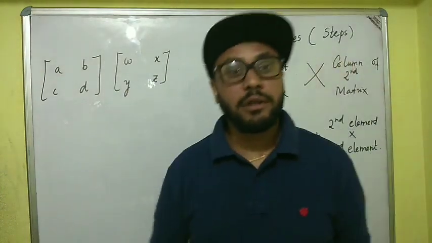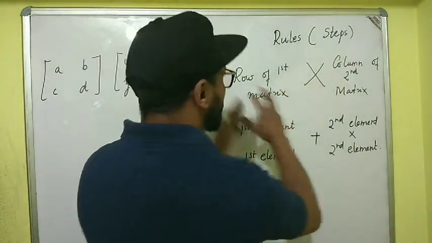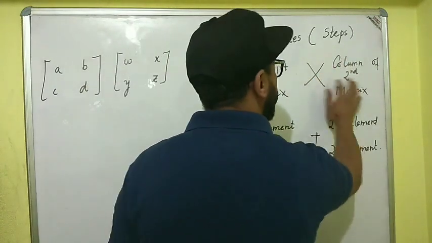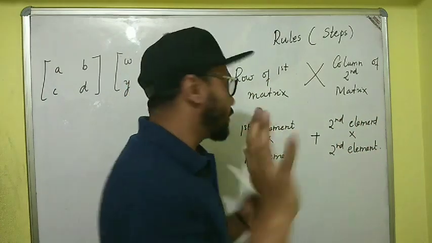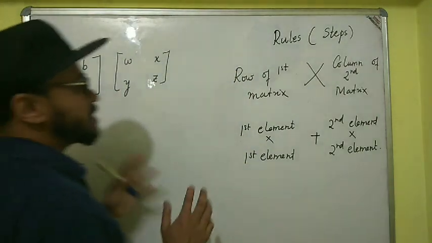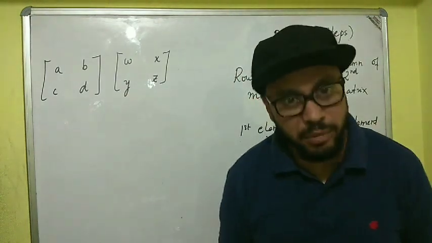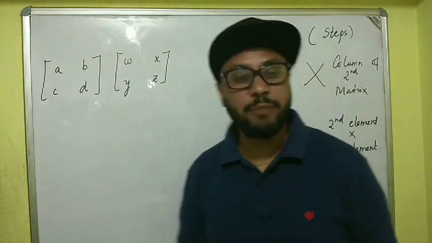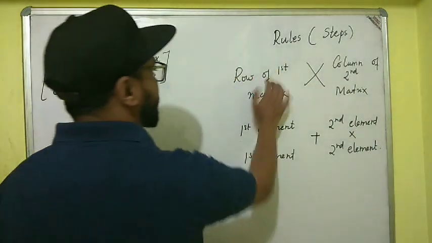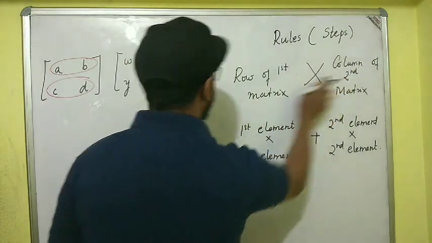Now let's discuss the rule of multiplication. What are the steps involved in multiplication? The rule or the steps of multiplication is row of the first matrix into column of the second matrix. Confused? Okay, let me explain with an example. Let us take these two matrices. Keep this in mind: the condition says the column of the first matrix has to be equal to the row of the second matrix. But if the order of both matrices is the same, then you don't have to check. You can directly multiply. Now the rule is row of the first matrix into column of the second matrix.